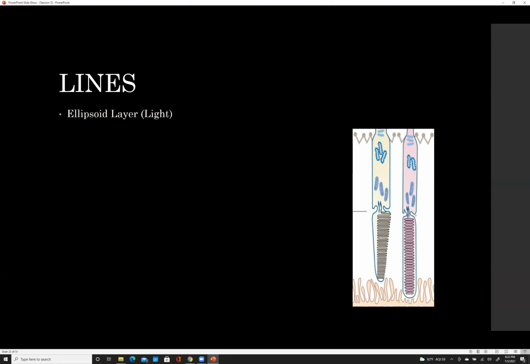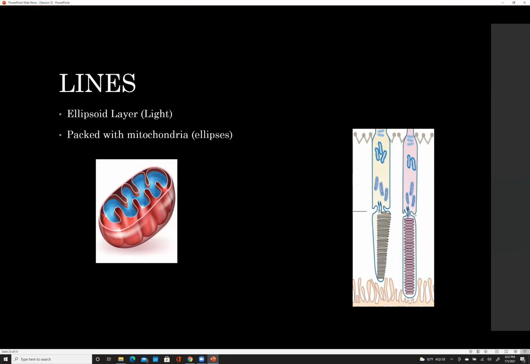Now, this is in contrast to the ellipsoid layer, which is right under it, and it's super bright. But why? Well, guess what? It's packed with a bunch of mitochondria, which look like ellipses. So if you look at a mitochondria, it looks like an ellipse, so therefore we call it the ellipsoid zone. We could have easily called it the mitochondrial zone, which would have made a little bit more sense, but we call it the ellipsoid zone for no particular reason, except to say that there were ellipsoid intracellular organelles.